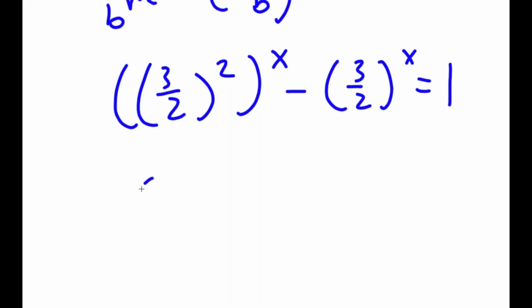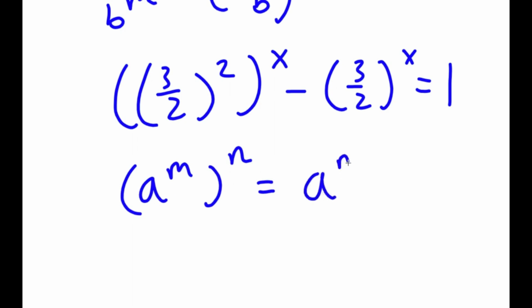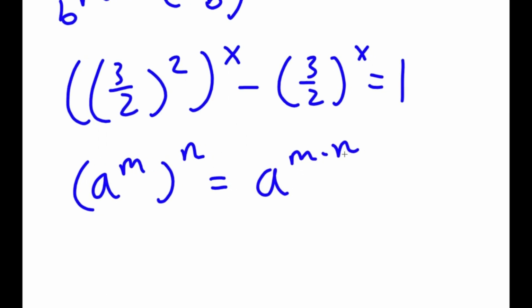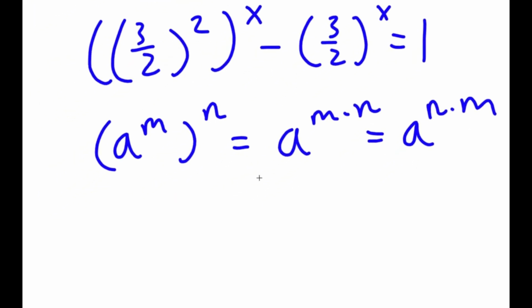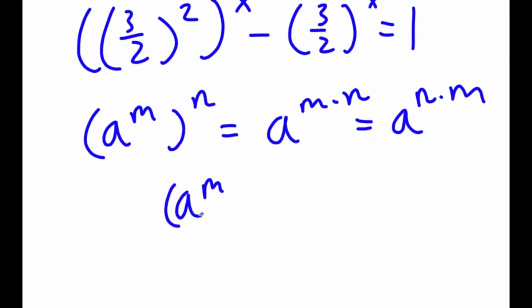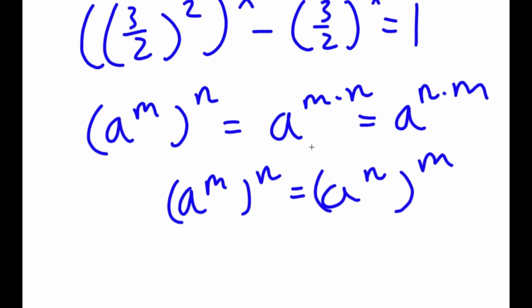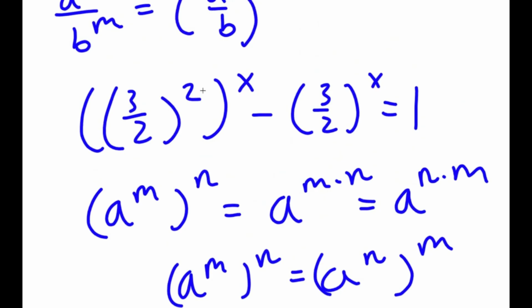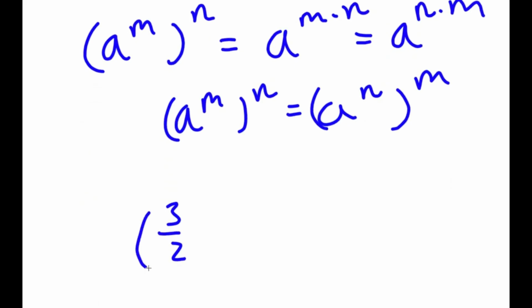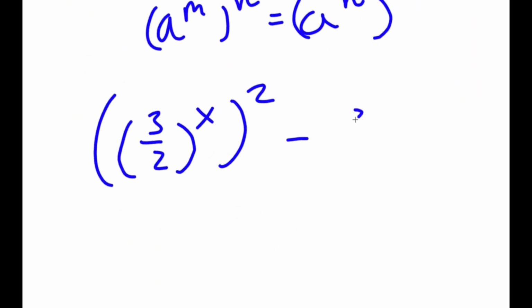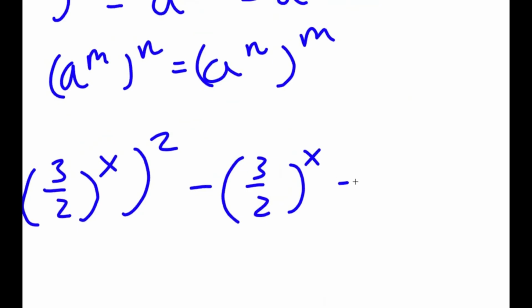Now, if I have something in the form a to the power of m to the power of n, this is equal to a to the power of m times n. And these two are interchangeable, meaning this is also equal to a to the power of n times m. So a to the power of m to the power of n is equal to a to the power of n to the power of m. So right here we have 3 over 2 to the power of 2 to the power of x, and that is going to be equal to 3 over 2 to the power of x to the power of 2. Then we still have minus 3 over 2 to the power of x is equal to 1.